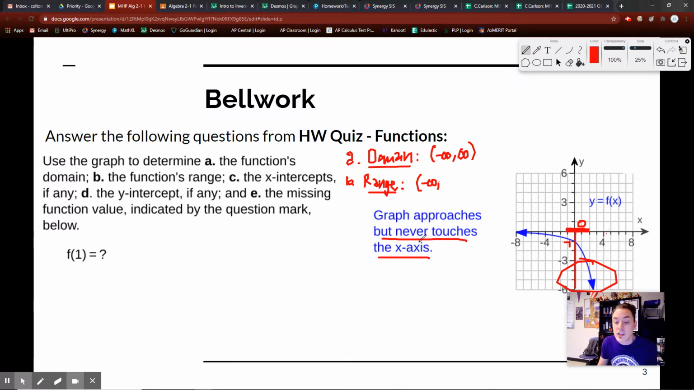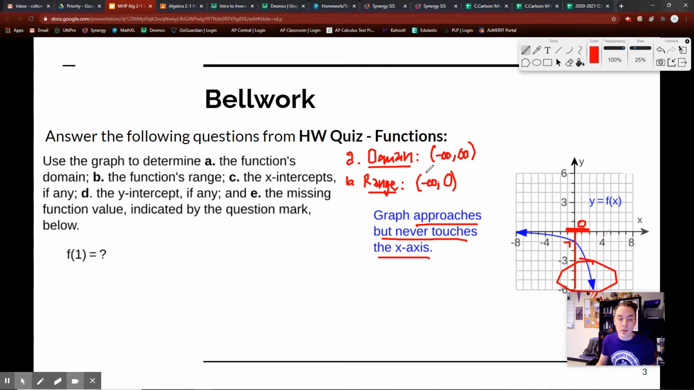Now, it never touches the x-axis, but what we say is it approaches the x-axis. So since it approaches the x-axis but doesn't touch it, is it included or not included? It's not included, which means parentheses. So I'm going to put 0 and then parentheses here. That is my range. Now, I spent a lot more time on that because that's really where you guys got it wrong.